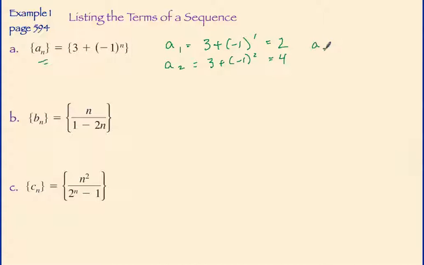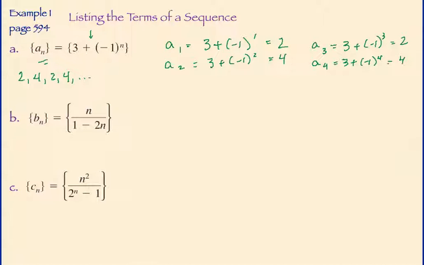I wonder what a sub 3 would look like. It's going to be 3 plus negative 1 cubed. Well, since negative 1 cubed is negative 1, 3 plus negative 1 is 2 again. A sub 4, 3 plus negative 1 to the 4th power. Again, negative 1 to the 4th is positive 1, plus 3 is 4. So this sequence just alternates between 2 and 4, and that is the pattern. Okay, and of course this is the general term.